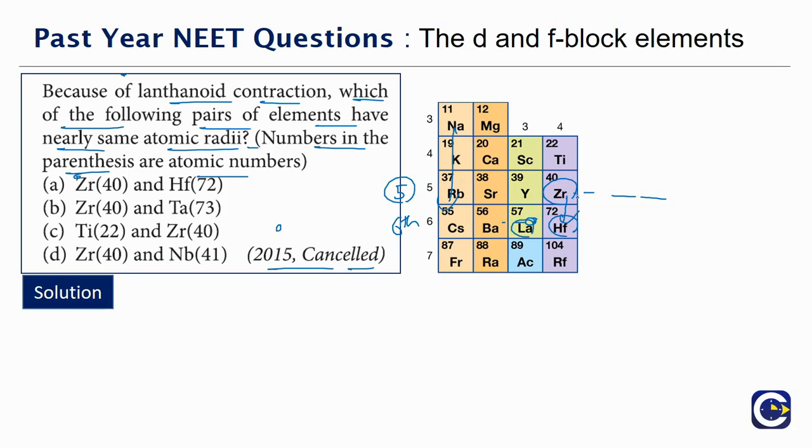But when we move from zirconium to hafnium, we are moving through this lanthanide series. And because of the lanthanide contraction, one of the visible things that we will be able to notice is that zirconium and hafnium will have almost similar radius. So what are the elements that will have almost similar radius because of lanthanide contraction? It is zirconium and hafnium.